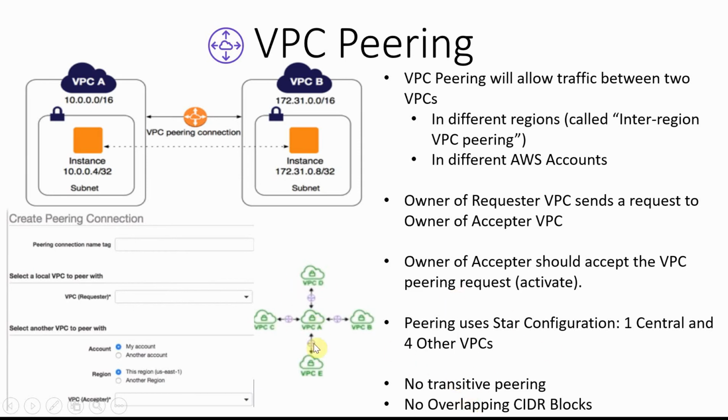And the overlapping of CIDR and the IP addresses are important here. As we saw, there's a requester who will request, and on the other side there will be an acceptor who will accept it.